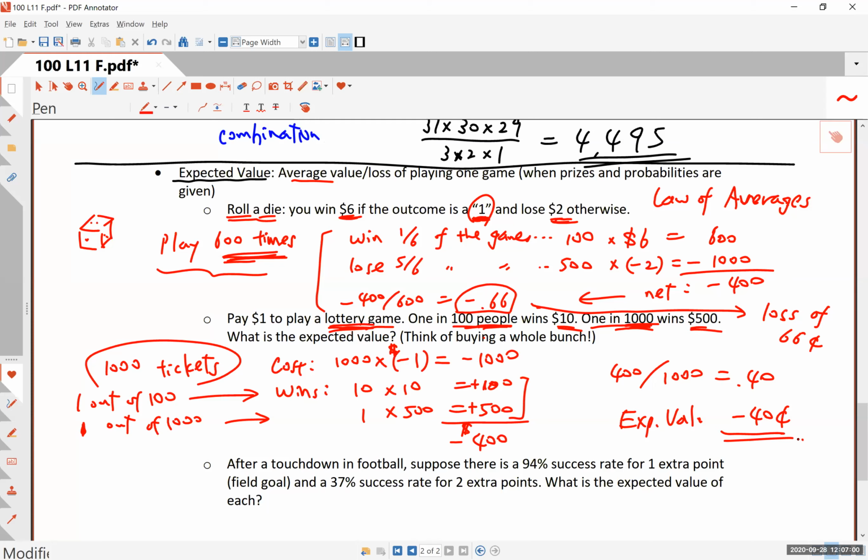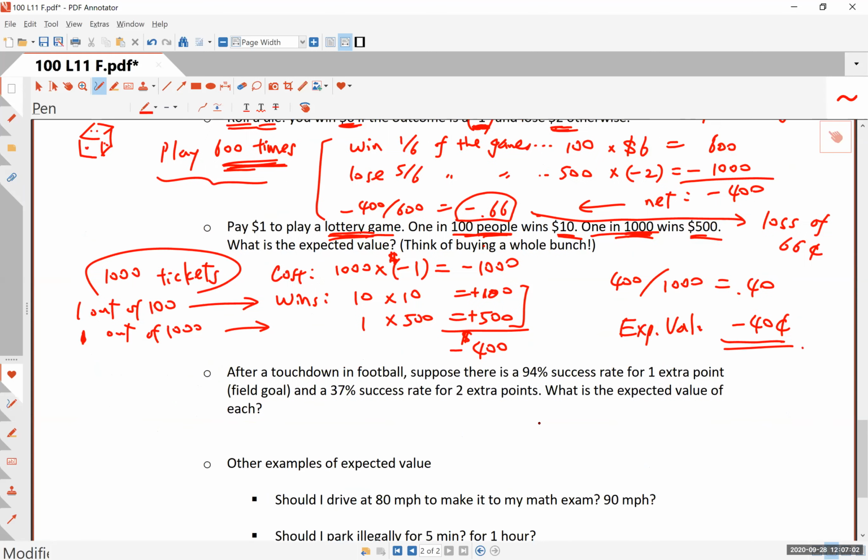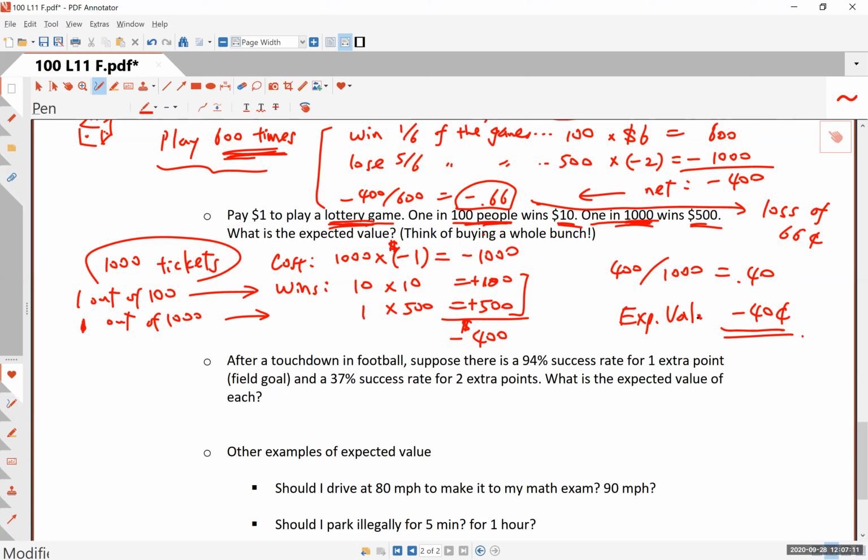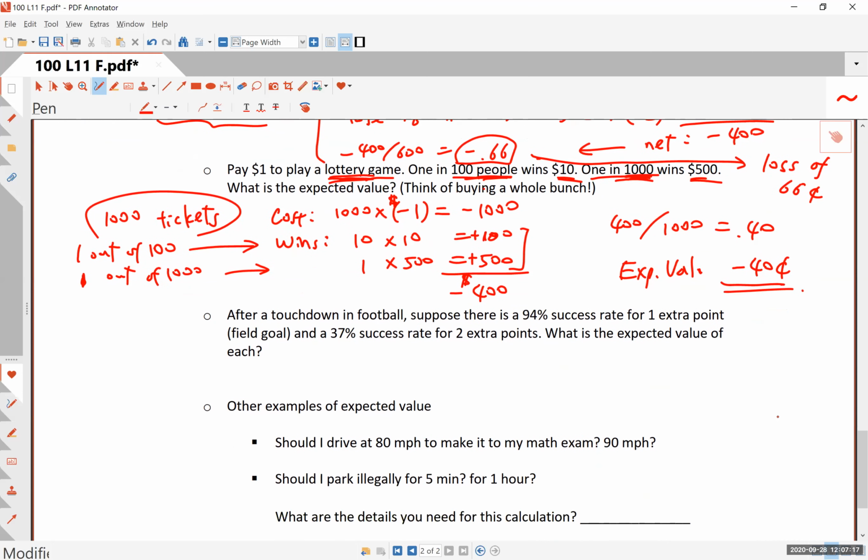Yeah, exactly. A real lottery game is a lot more complicated, but truly the expected value for the lottery player is always going to be negative. Okay, and you can comfort yourself saying, yes, but I am contributing to the education system or something. Sure, that's great.